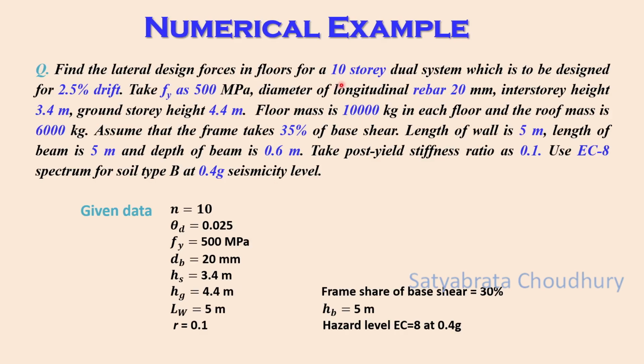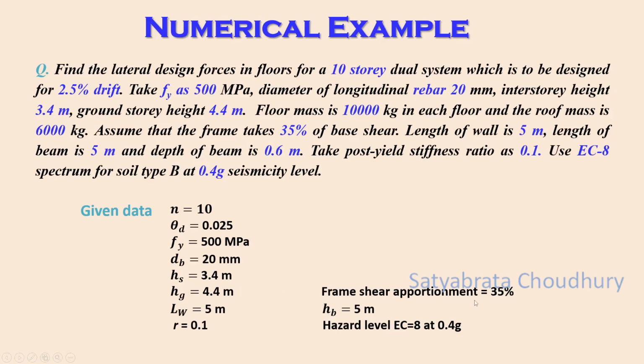So in this question, the data that are given are written like this: the number of stories 10, theta D, design drift, is 2.5%, that means 0.025 radian, Fy 500 megapascal, dB, diameter of the longitudinal bar, 20 mm, HS, interstory height, 3.4 meter, HG, ground story height, 4.4 meter, LW, length of wall, 5 meter, LB, length of beam, is also 5 meter, and R, the post yield stiffness ratio, 0.1.